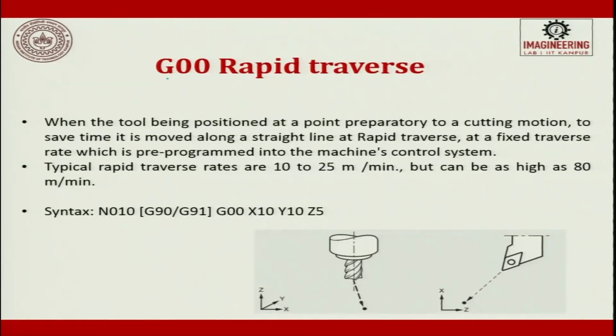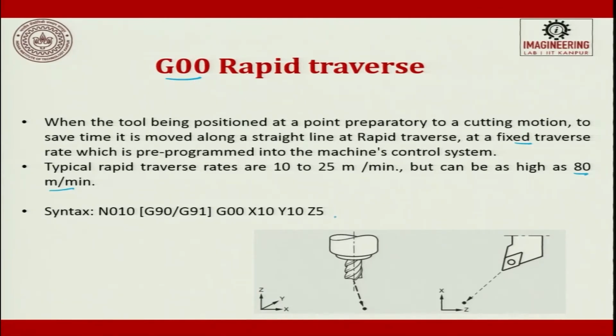So, now whatever we have studied in rapid traverse, let us have a pictorial representation and understand. When the tool is being positioned at a point preparatory to a cutting motion, to save time it is moved along a straight line at rapid traverse, at a fixed traverse rate which is pre-programmed into the machine's control system. Fixed traverse is the highest feed rate. Typical feed rates are 10 to 20 meters per minute, but can be as high as 80 meters per minute.